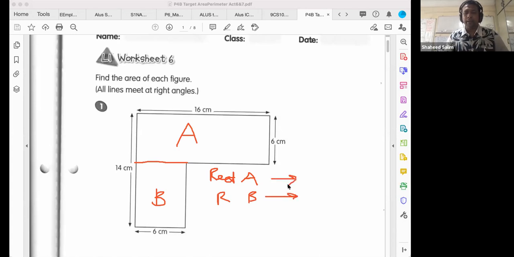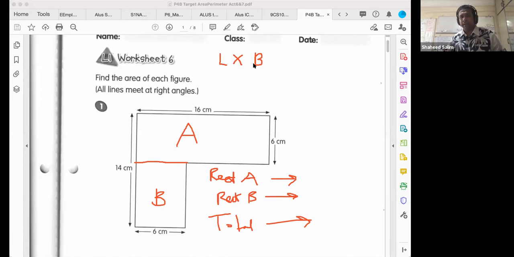Hello, Amara. Hope your video is working okay. Then you find the total. You have to add both of them together. If you forgot the formula for the area of a rectangle, it is length times breadth. L is length, the longer one. Breadth is the shorter one. I hope you're okay.